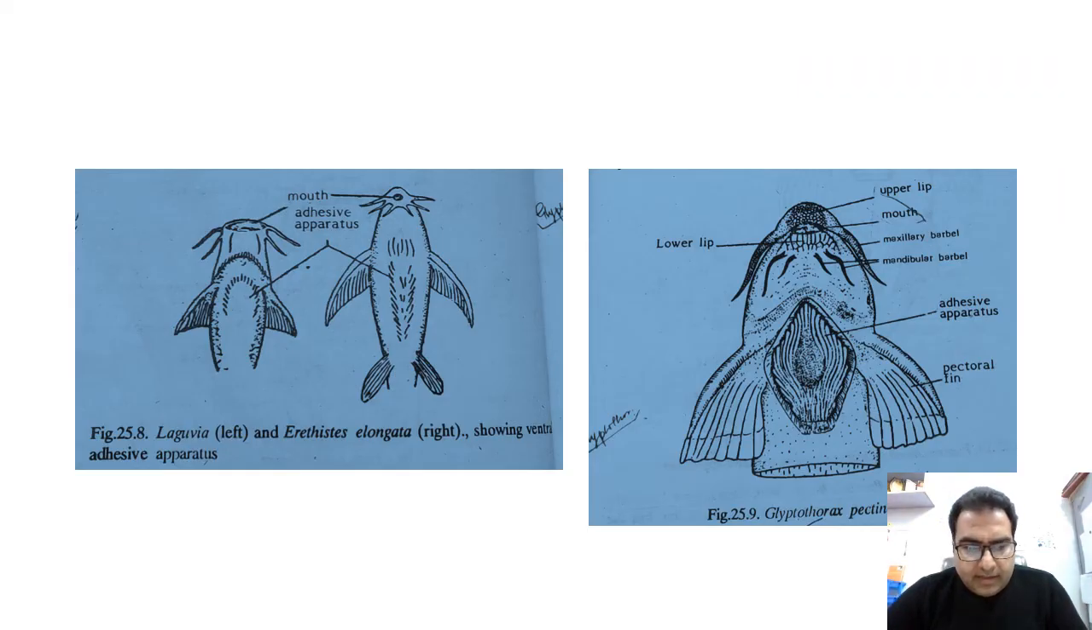In another case, such as Laguvia, striations are present. These striations are seen on the belly portion or on the chest. In the case of Laguvia, they are present on the chest. In the case of Erethistes, these are present on the belly as well as on the chest, and they have a smooth flattened under surface.